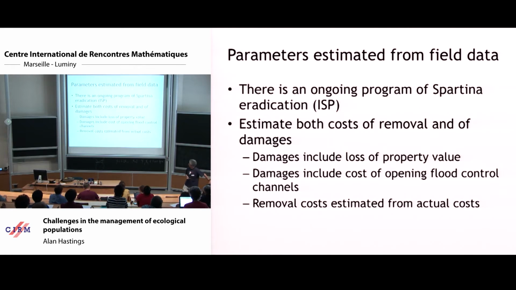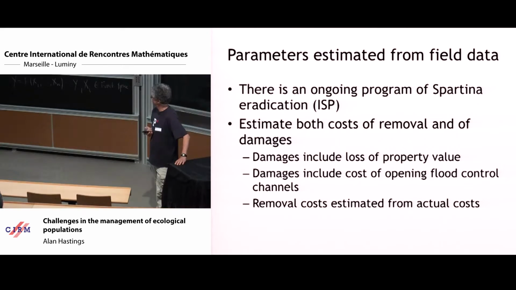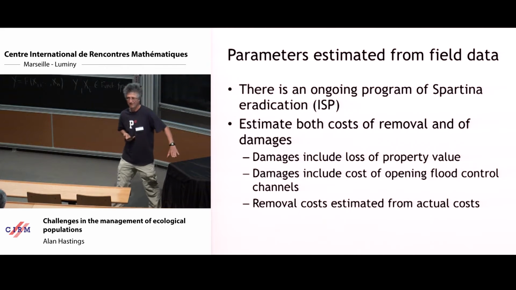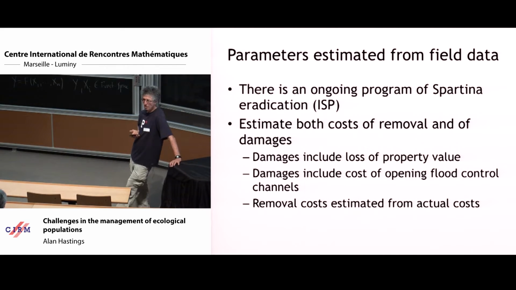And again, linear programming. And there is the group I mentioned on the first slide, the Invasive Spartina Project, which gets a contract. They basically manage it and coordinate everything. I may say a word or two about that later. So we get information from them with some struggle. Estimate both costs of removal and damages. Damages include things like loss of property value. I had somebody say, well, gee, you're just worrying about rich people when you're doing this, because these are the ones that are right by the shore.